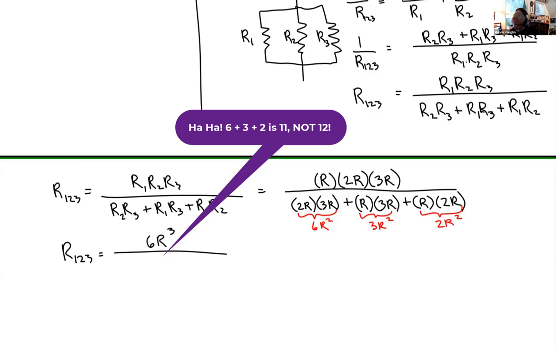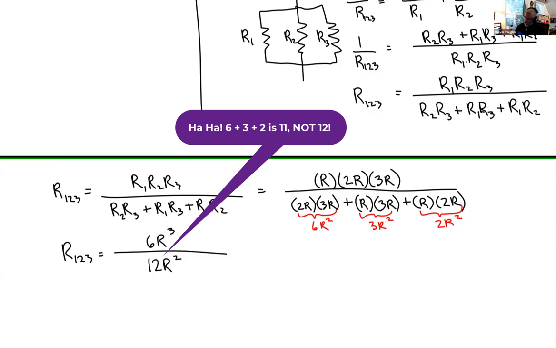Now, never trust my simple math. I make the silliest of mistakes. I can't tell you how many times I've made things like 2 plus 2 is 5. So always double check my algebra. So I see we have 6R cubed in the numerator, and things look good to me. So don't hesitate to speak up if I made a mistake.